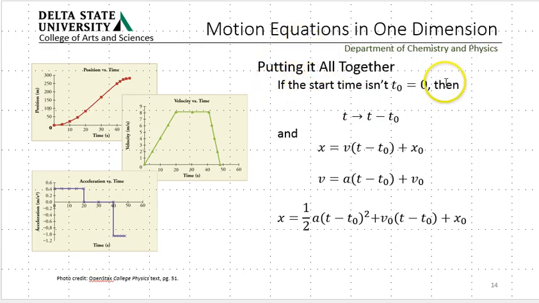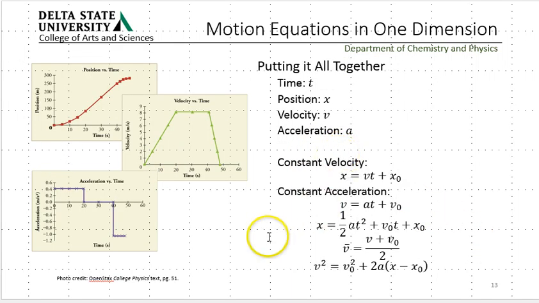If we want to stick in a different start time other than t equals 0, all you have to do is substitute t minus t0 for t, and you get the equations that look exactly like this, right? So these are the same equations. All right, so back to this form.